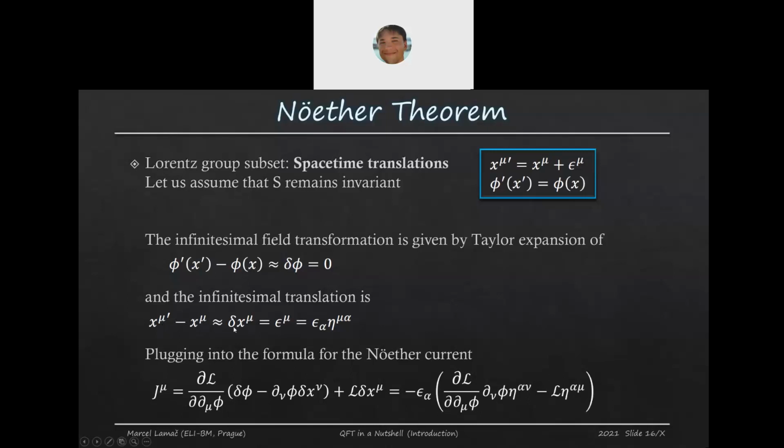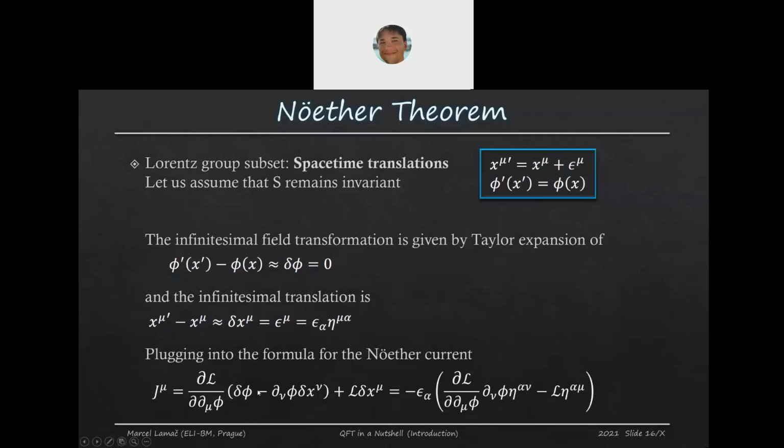Well, in all orders of expansion, this leaves us with just the constant vector, so we don't even have to do any Taylor expansions. Our infinitesimal translation is the shift vector itself. For the purpose of convenience, as we will immediately see why, we will write the shift vector with a lowered index. So if we plug this into the formula for the Noether current, then once again the first term is zero.